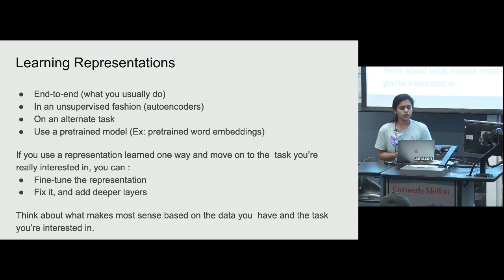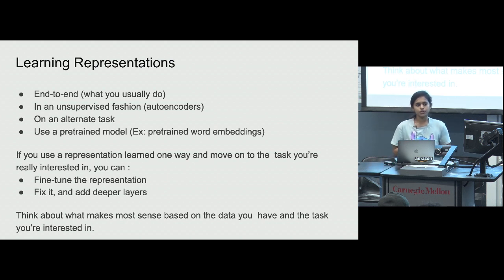Another thing that you can totally do is use a pre-trained model. If you have heard of Word2Vec or FastText or even BERT these days, they are all pre-trained models that are trained on a huge amount of data. And you can directly use these word embeddings for any task that you want. So if you use a representation learned one way and move on to a task you're really interested in, you can either fine-tune the representation or fix it and add deeper layers.